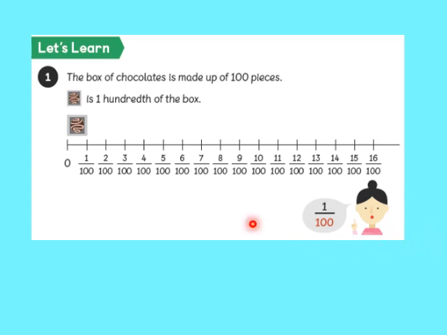Okay, so here we have Ruby and she took 1 chocolate, and it says the box of chocolates is made up of 100 pieces. If you remember the box of chocolates, it had 10 rows of 10 chocolates, so that was 100. And so one of those chocolates is 1/100th of the box. And we can see that written as a fraction here. So 1 chocolate out of 100 chocolates. And here it is on a number line. We can see the number line is going up in hundredths. And here is 1 chocolate, which is 1/100th.